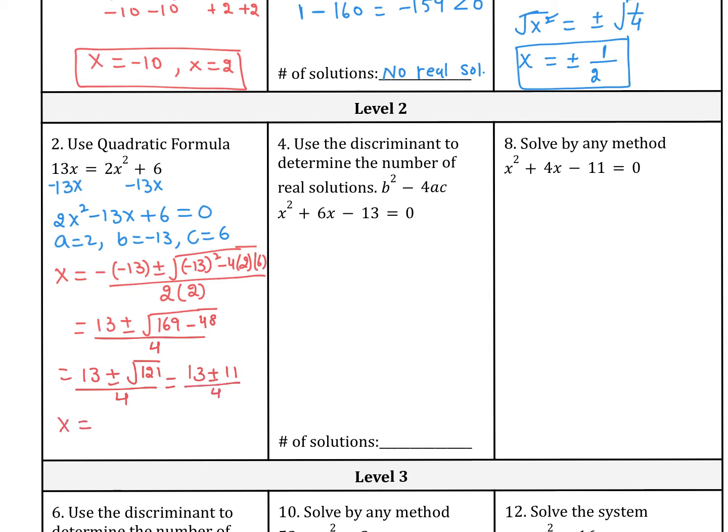So you have two equations, (13 + 11)/4 and (13 - 11)/4. x equals 24/4 and 2/4. You can reduce the fraction as 1/2.